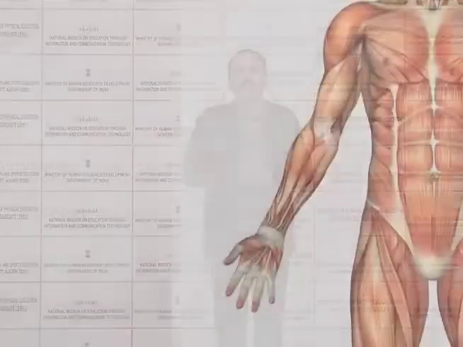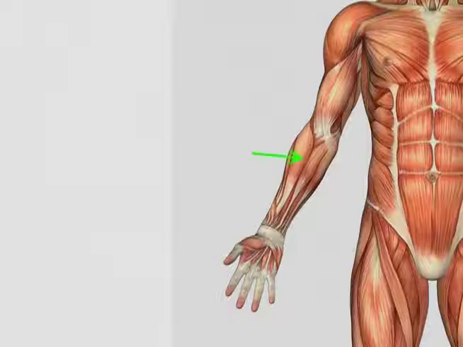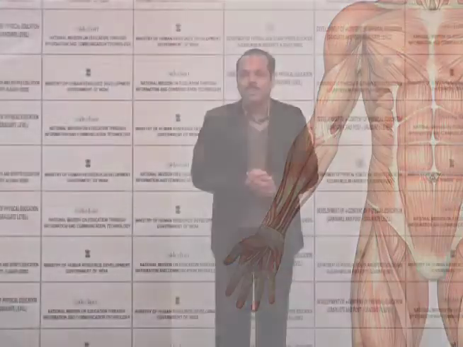Next muscle is the flexor digitorum superficialis. It has two heads, two origins. The first one is a humero-ulnar head. Origin is from the medial epicondyle of the humerus and the medial margin of the coronoid process of the ulna. The radial head arises from the oblique line on the anterior surface of the shaft of the radius.